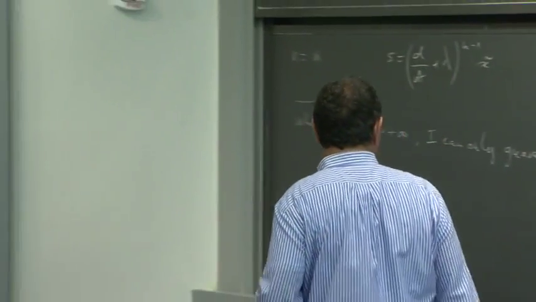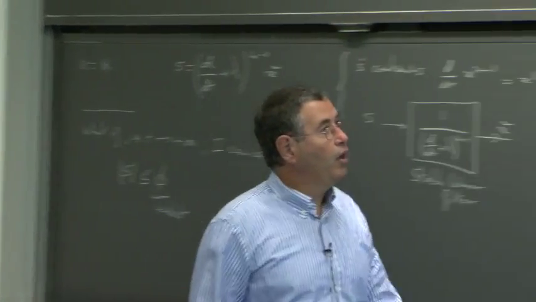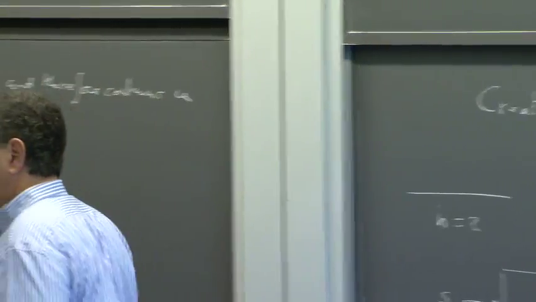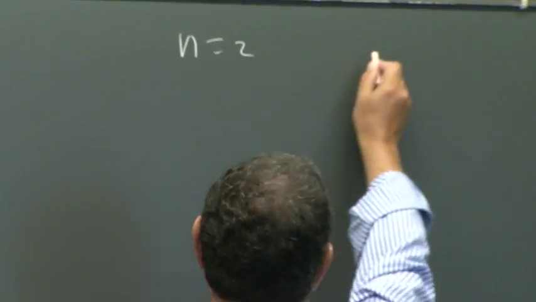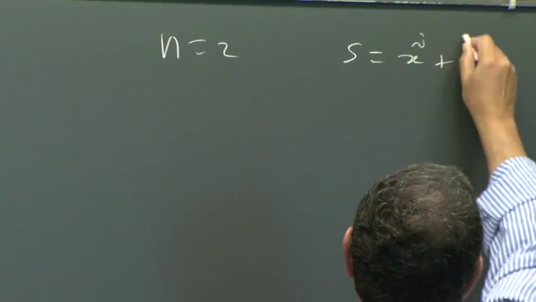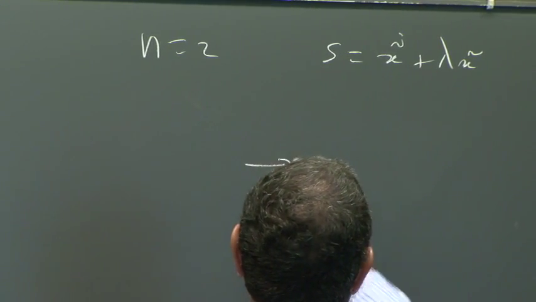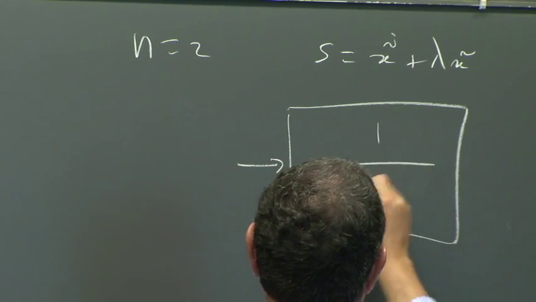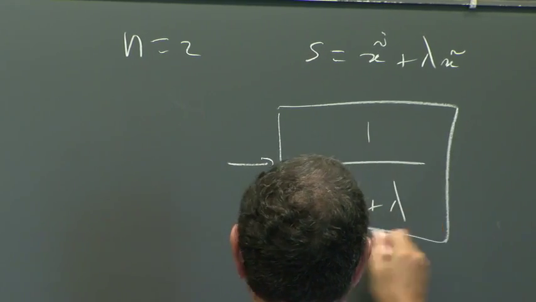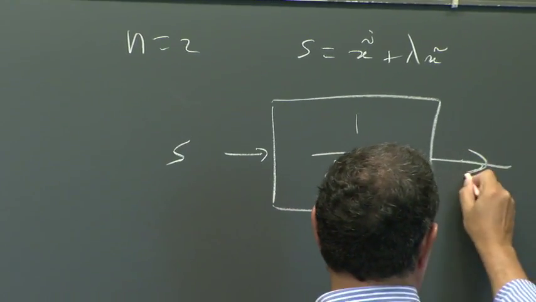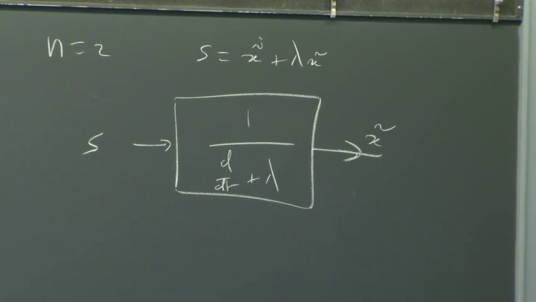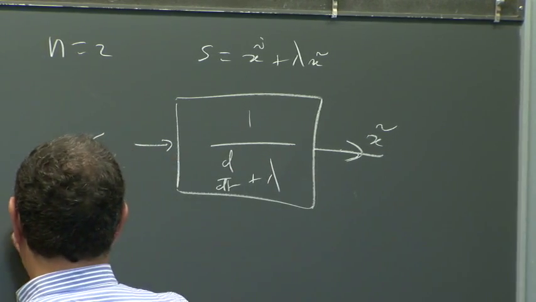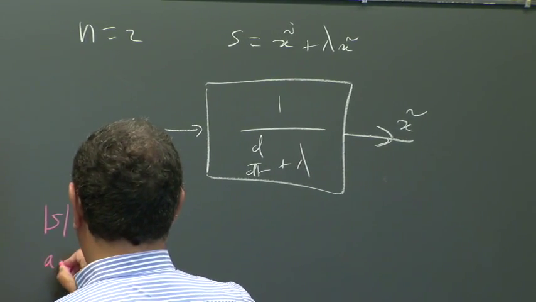So how do we show this? Well, let's just take first the case n equals 2. So we have s equals x tilde dot plus lambda x tilde. We have the structure of a filter. And we know that the absolute value of s is less than phi after transients.